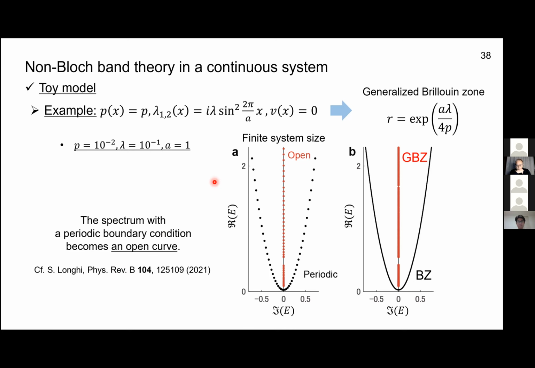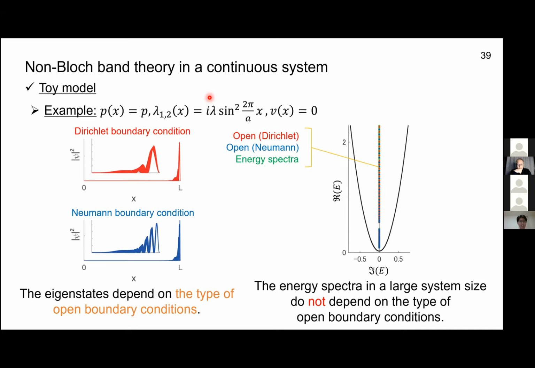And so finally, I describe the boundary condition dependence of the energy spectra. In fact, in a finite open chain, the eigenstates depend on the type of open boundary conditions. And of course, the energy levels also depend on the open boundary conditions. In this figure, the red means the wave functions under the Dirichlet boundary condition, and the blue means the wave functions under the Neumann boundary condition.